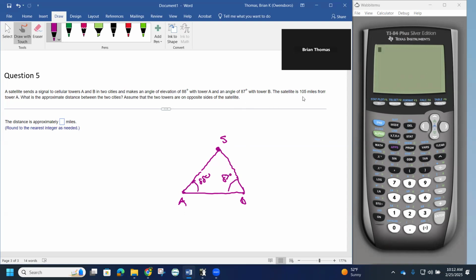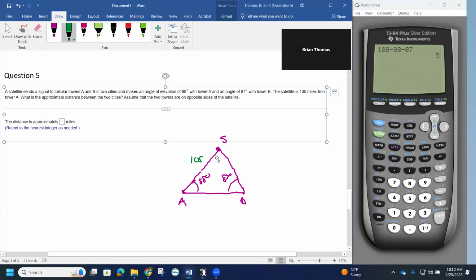They do say the satellite is 105 miles from tower A. So here's the satellite, and here's tower A. They're saying this distance over here is 105 miles. So it looks like what we have is a triangle, and one of the questions is, would this be a right triangle? If it is, I can use SOHCAHTOA. So if I go 180 minus angle A of 88 minus 87, which is the angle B over there, that's going to give me this angle up here of 5 degrees.